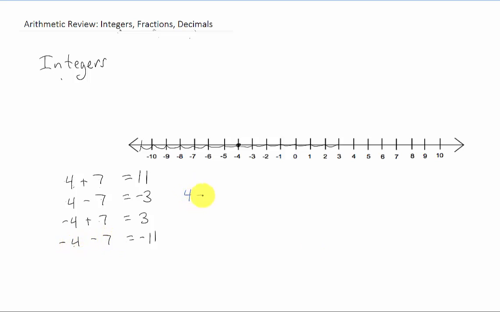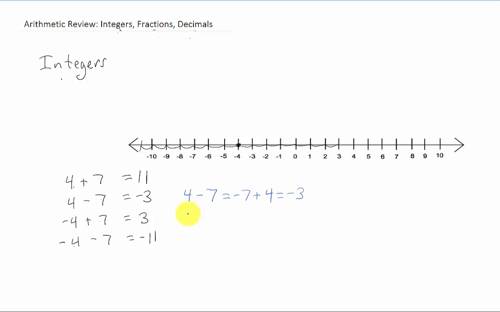And there's no reason why we couldn't write 4 minus 7 in a slightly different way. We could switch the numbers around, but keep the signs on the appropriate number. So we could write this as negative 7 plus 4. That negative belongs to the 7, the positive belongs to the 4. And again, this would be the same answer, negative 3.